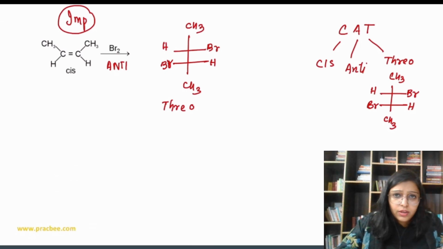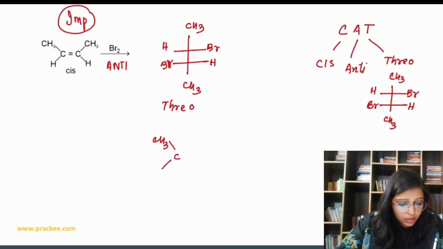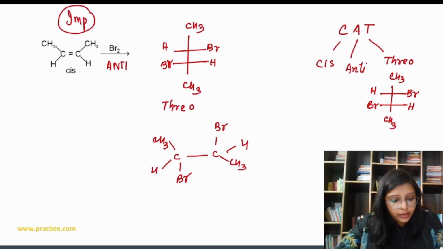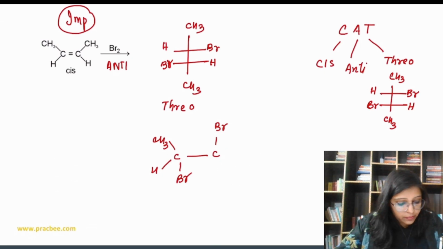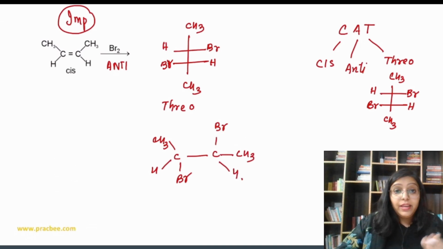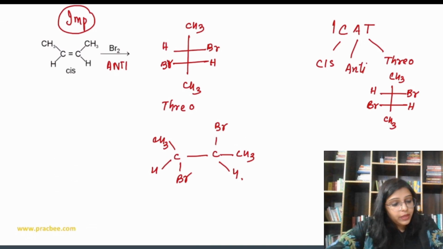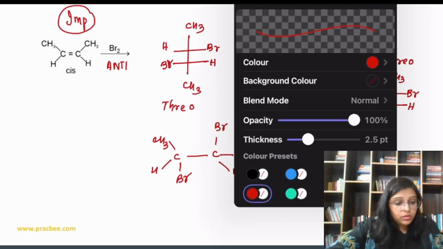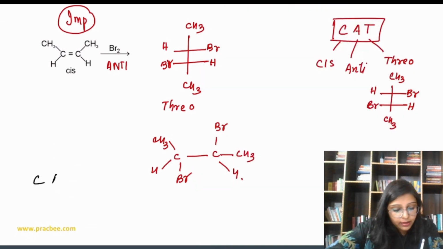If this is not given, you can just show it, because anti addition है ना. So if one Br is over here, so you can write another Br over here. ठीक है, another Br over here. Clear? ठीक है बेटे, that's it. If that is not given, अब the point is, you have to learn this because this is the trick, right? So CAT, but in place of anti addition we have syn addition.